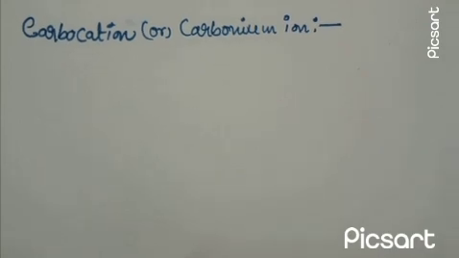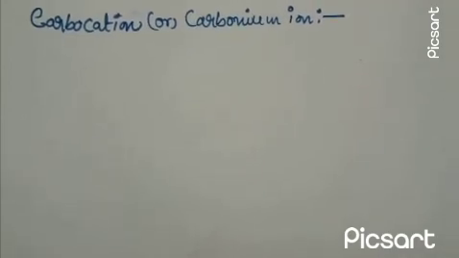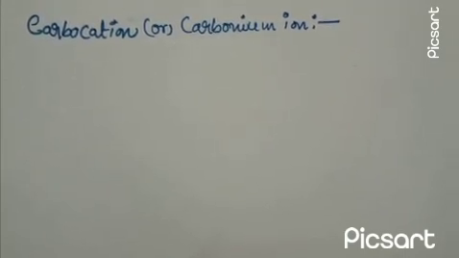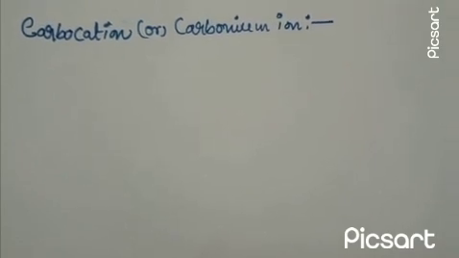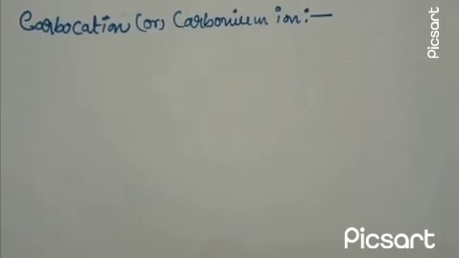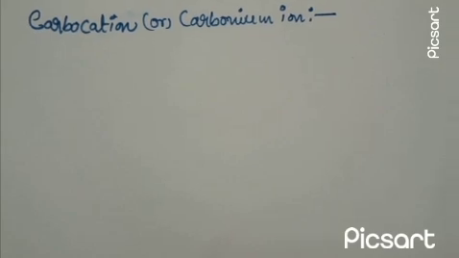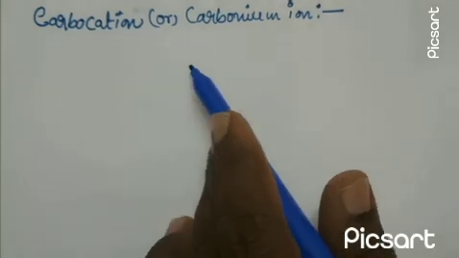In the previous video, we discussed what reactive intermediates are formed by homolytic cleavage and heterolytic cleavage. Homolytic cleavage generates free radicals, while heterolytic cleavage generates carbocations and carbanions. Now, here I am going to discuss the carbocation.